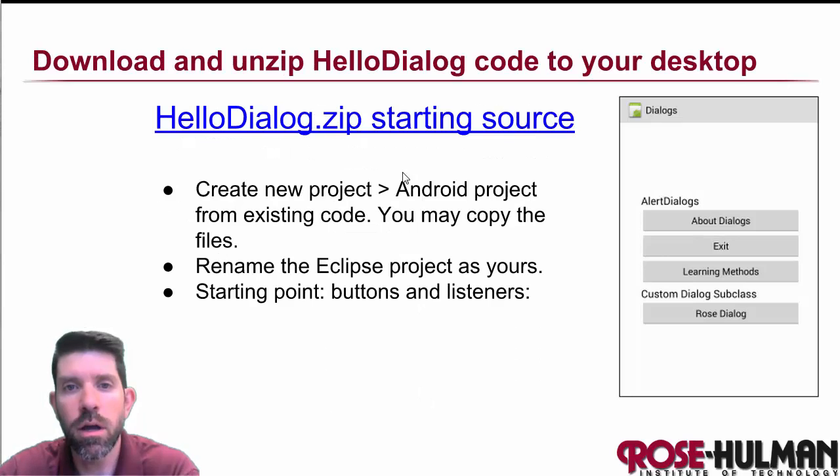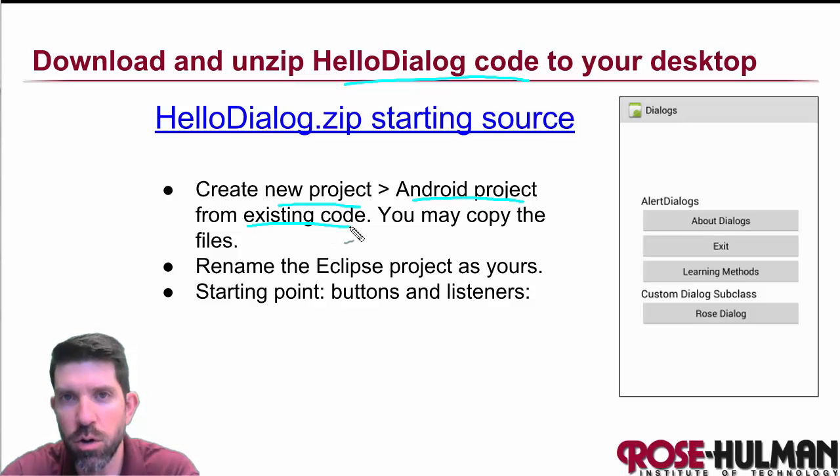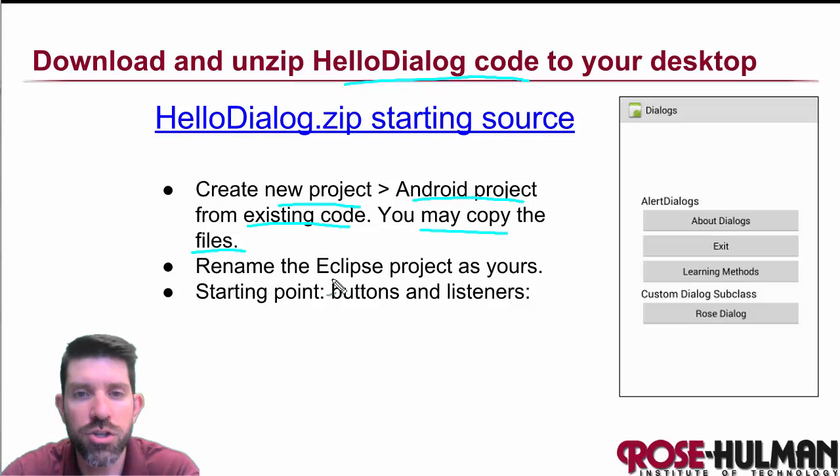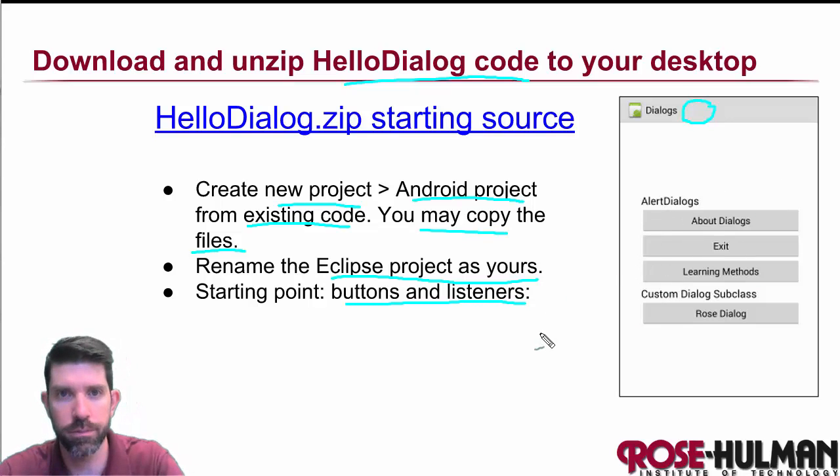All right, so to get started here, we've got some starting code for you that you can click here, go to GitHub, wherever it's going to be, and we're going to create a new project. Again, make an Android project from existing code. Feel free to copy the files, no issues there. And then make sure that you rename the project as your own. So go ahead and change the app name, and especially the name of the Eclipse project. And take a look at the starting point. Again, nothing magical here, just a bunch of buttons with listeners already set up on them.